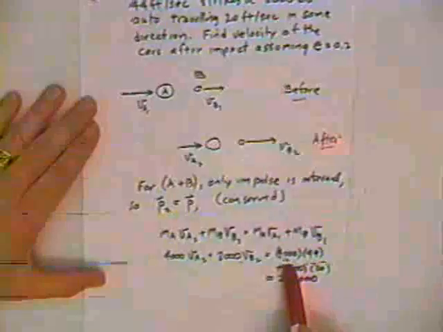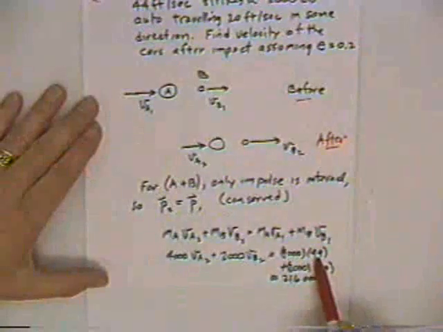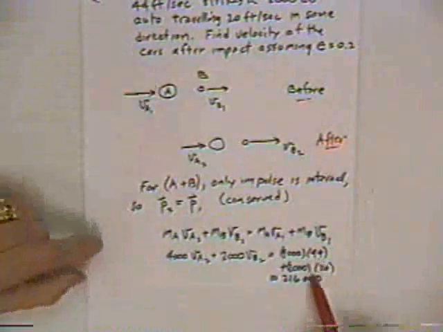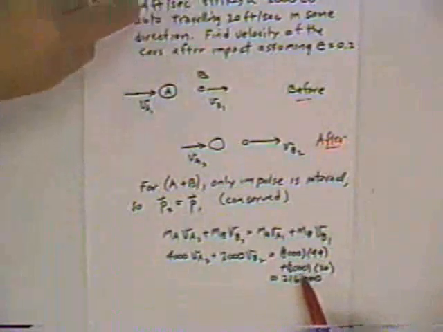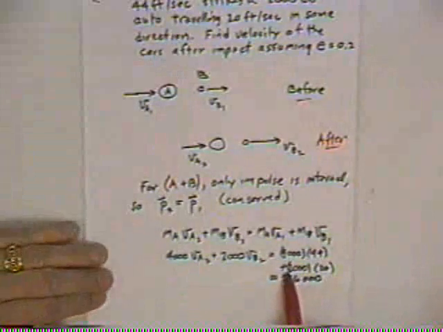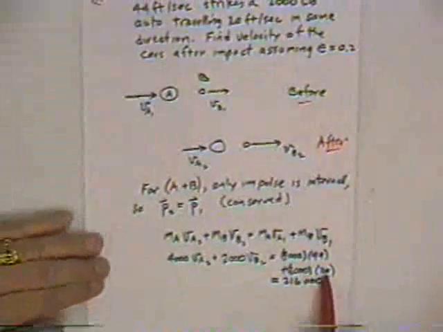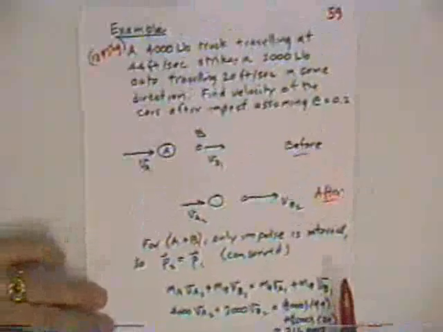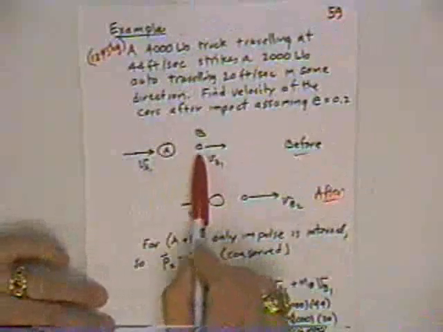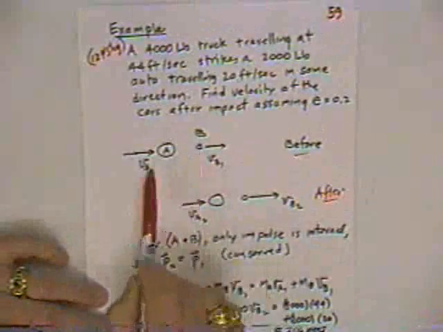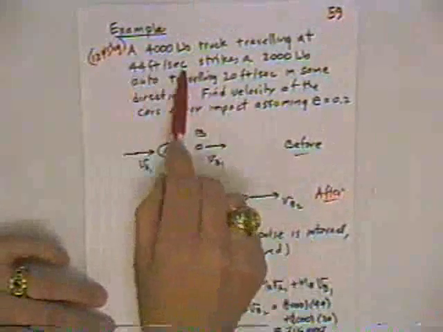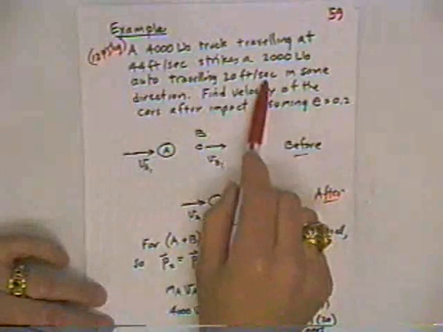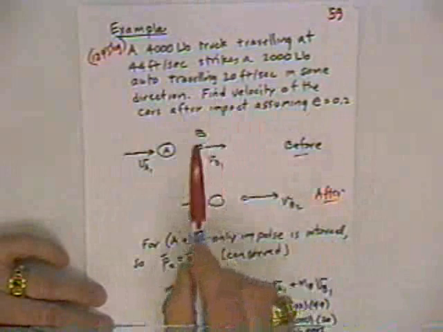At time 1, I have 4,000 times the known velocity, 44 feet per second, and 2,000 pounds times the velocity, 20 feet per second. What we've got here is a truck, weighs 4,000 pounds, impacting a small car weighs 2,000 pounds. It's a rear-end collision. He's going 44 feet per second. What's that, 30 miles an hour? This little guy's going slower, or else they wouldn't have this problem.